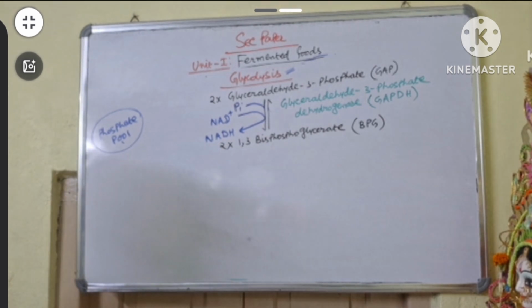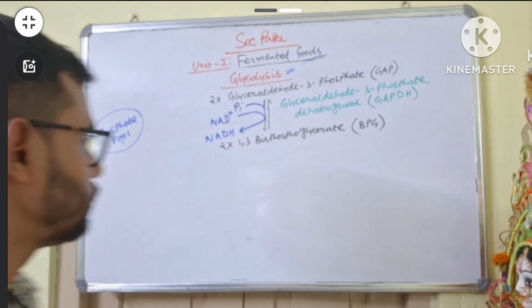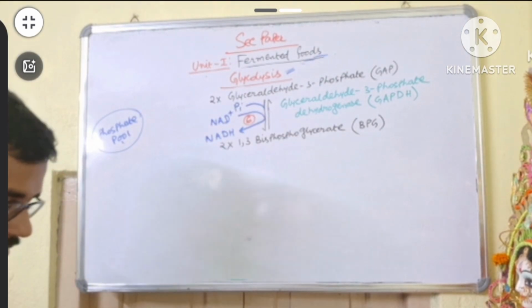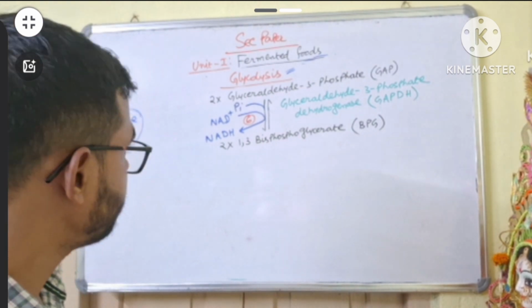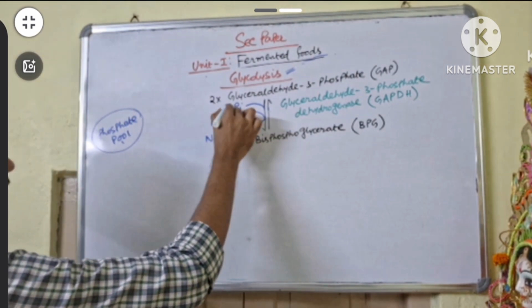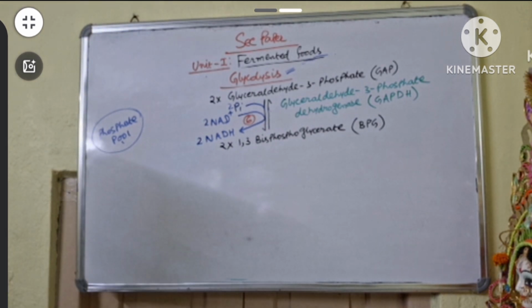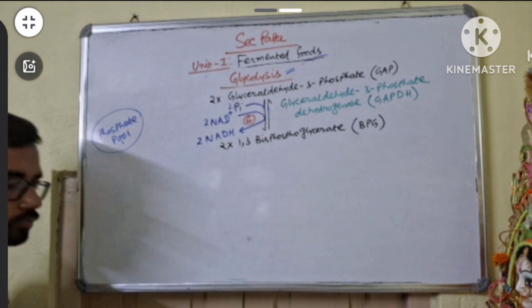This is the important step, reaction number 6. All are in 2x: 2 Pi, 2 NAD plus, 2 NADH, because substrates are 2.